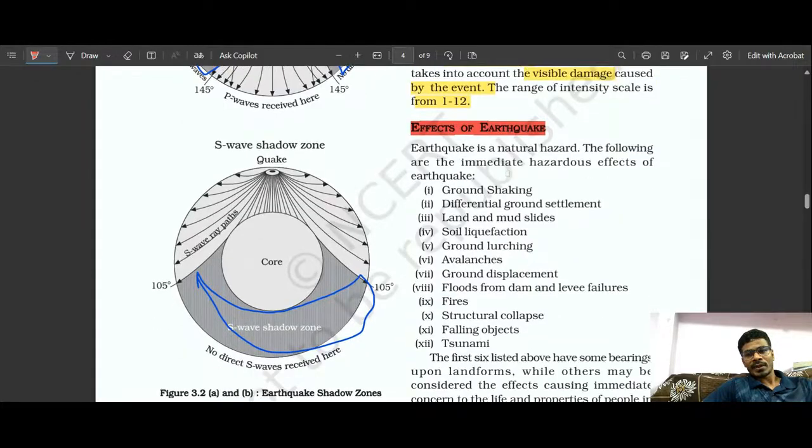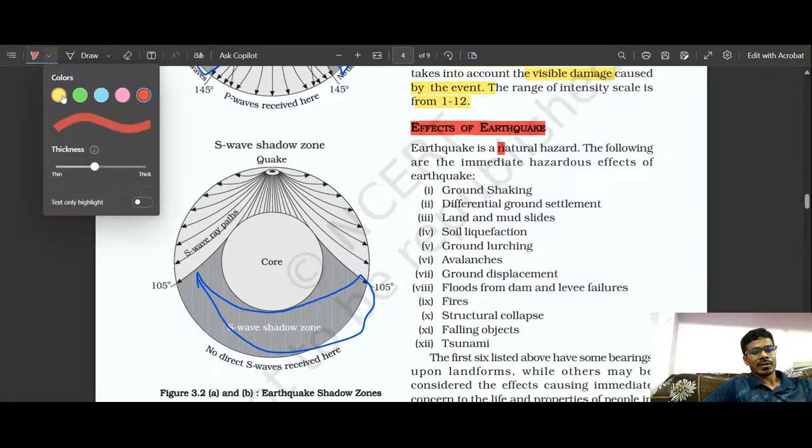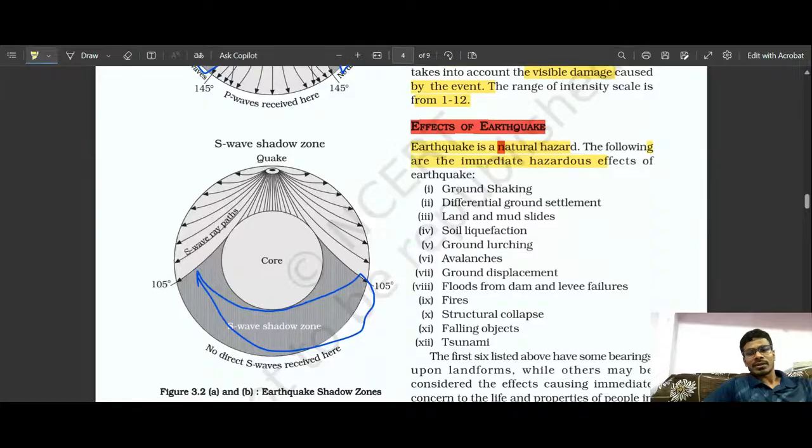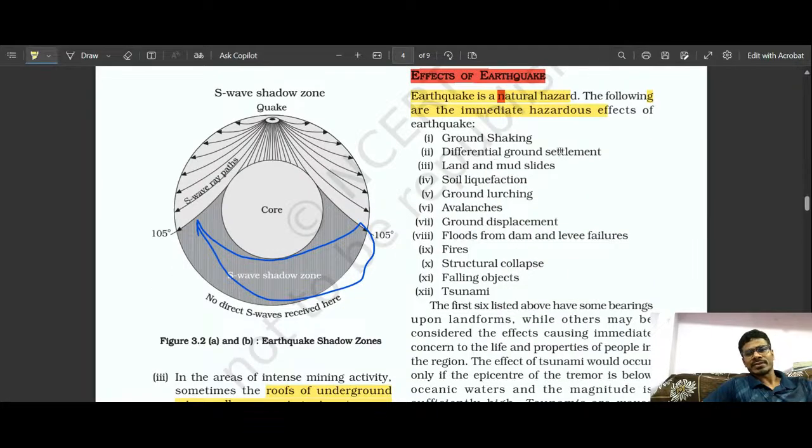The earthquake is a natural hazard. What are the effects? Ground shaking, differential ground settlement, and landslide and mudslide. These are quite understandable things that we can generally observe, and we know this. Then soil liquefaction and ground lurching, avalanches, ground displacement, flood from dam and levee failures, fires, structural collapses, falling objects, tsunami.